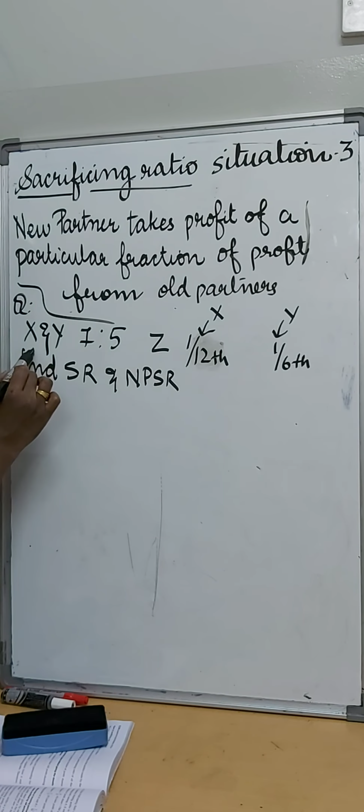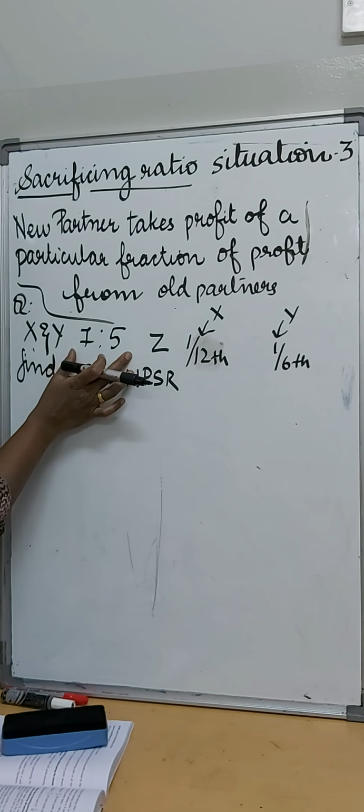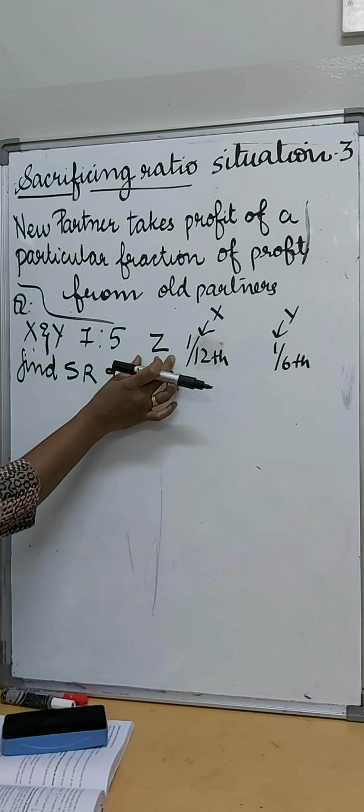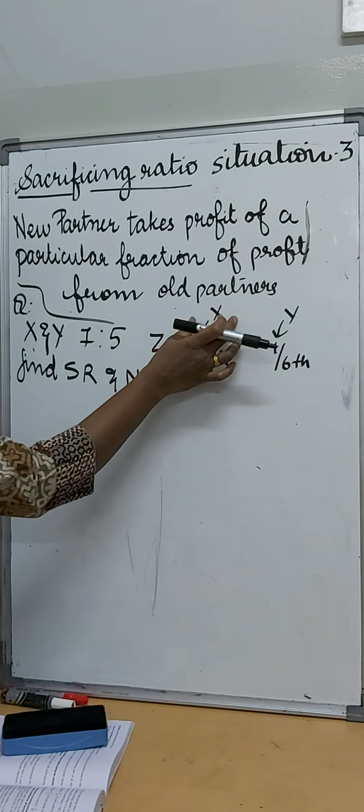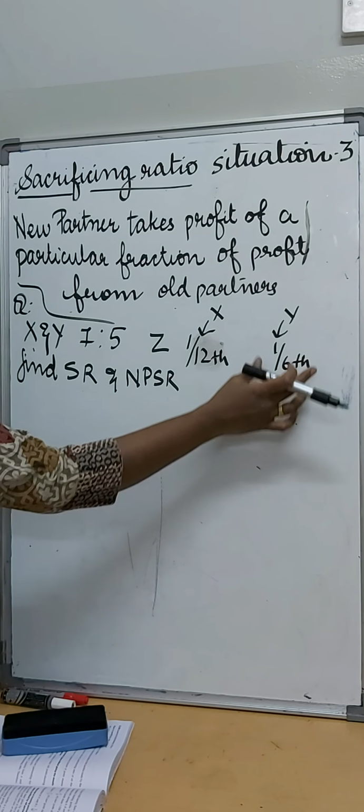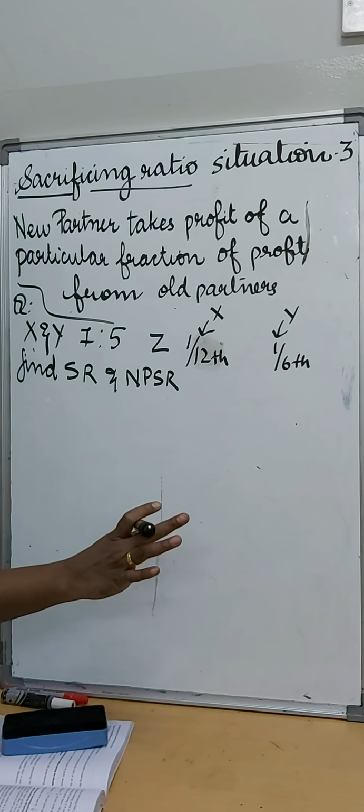This is the question. X and Y are partners. Their old profit sharing ratio is 7:5. Now they admitted Z into partnership. Z will acquire 1/12th portion from X and 1/6th portion from Y. I will tell you the question once again.